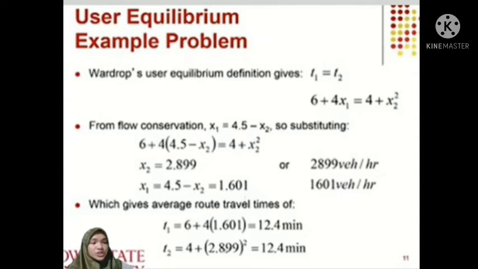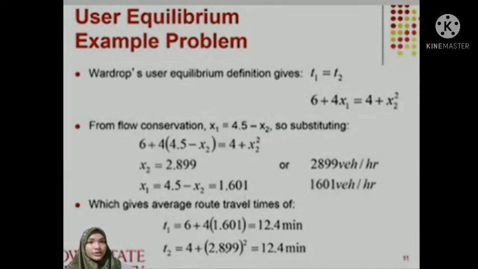1.601, which is, i-convert lang natin siya sa vehicle per hour, which is ang x sub 2 natin ay magiging 2,899 vehicles per hour, at ang x sub 1 naman natin ay magiging 1,601 vehicles per hour, which gives average route travel times of, so i-substitute naman natin siya sa t sub 1, which is equal to 12.4 minutes, and sa t sub 2 naman, substitute lang natin, which results in 12.4 minutes. So, ang ibig sabihin nun, they are equal to one another.